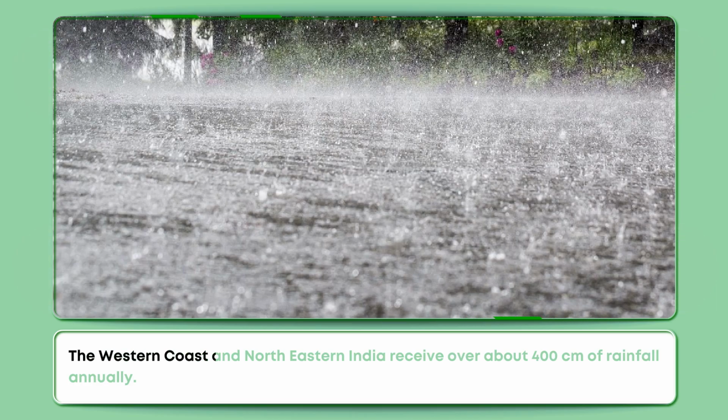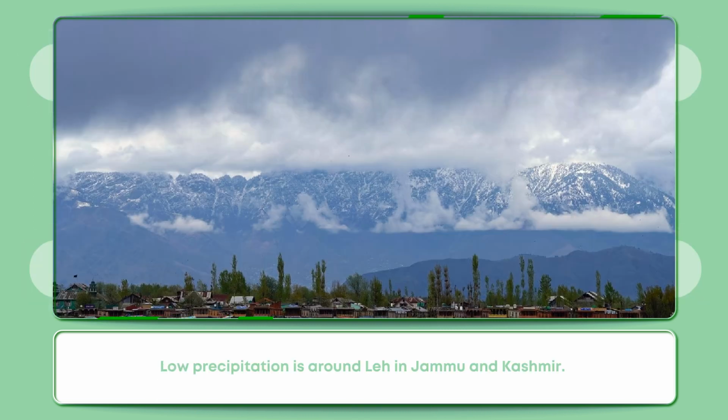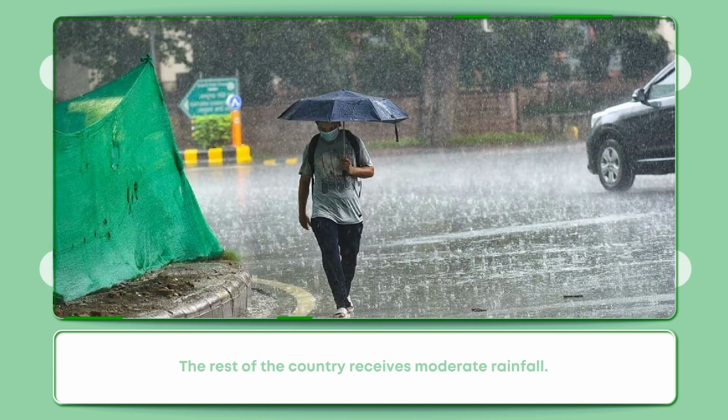The western coast and northeastern India receive over about 400 centimeters of rainfall annually. Western Rajasthan and adjoining parts of Gujarat receive less than 60 centimeters. Low precipitation is around Leh in Jammu and Kashmir. The rest of the country receives moderate rainfall.